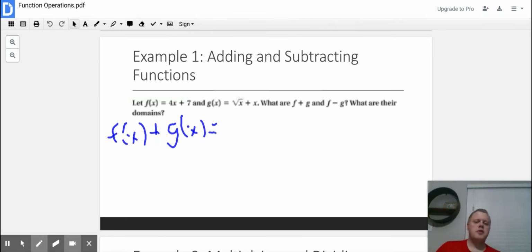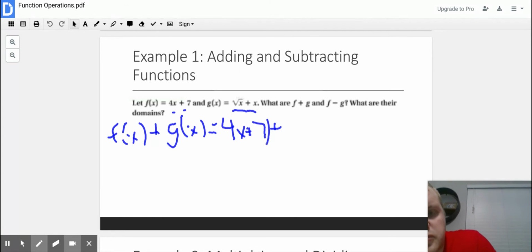All right. Then we're going to plug in those values. We know what f of x equals. That's 4x plus 7. g of x is the square root of x plus x. So I'm just going to replace those values. Instead of f of x, we're going to write 4x plus 7. And g of x, I'm going to leave in parentheses, just to remind me here. And g of x is the square root of x plus x.